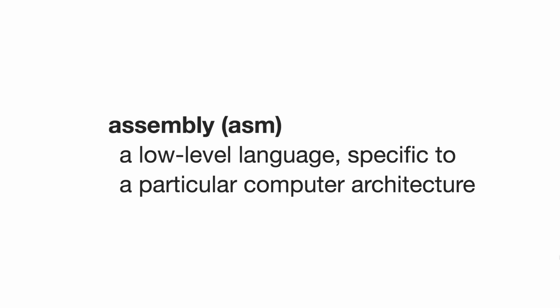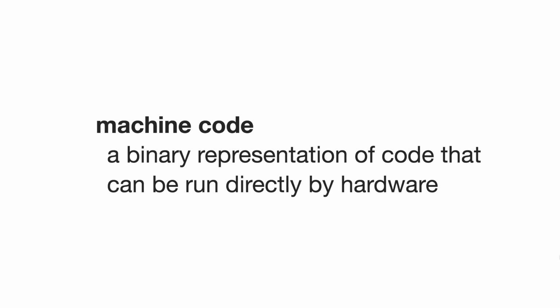Assembly, or ASM for short, is a lower-level language specific to a particular computer architecture. For example, your phone and laptop likely have different types of CPUs and therefore different assembly languages. And machine code sits below assembly and is a binary representation of that code that can be run directly by the hardware. And if you're lucky, you'll go through your life without having to deal with this.